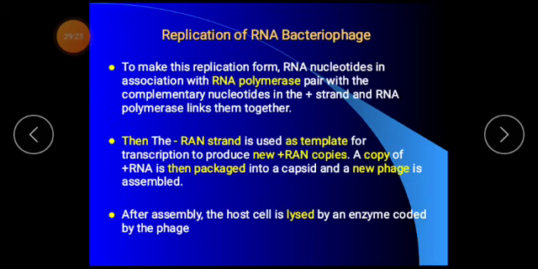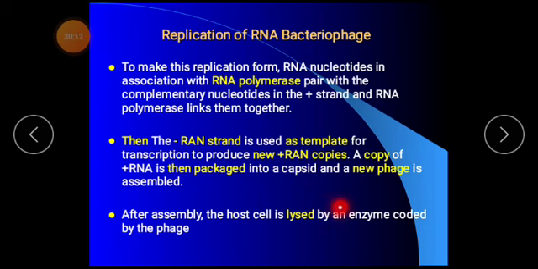So to make this replication, RNA nucleotides in association with RNA polymerase pair with the complementary nucleotides in the strand, and the RNA polymerase links them together. This is what we call RNA polymerase. It links the strand with their nucleotides. This is the enzyme that is required in the process of RNA replication. Then the RNA strand is used as template for transcription to produce new RNA copies. So a copy of plus RNA is then packed into a capsid and a new phage is assembled.